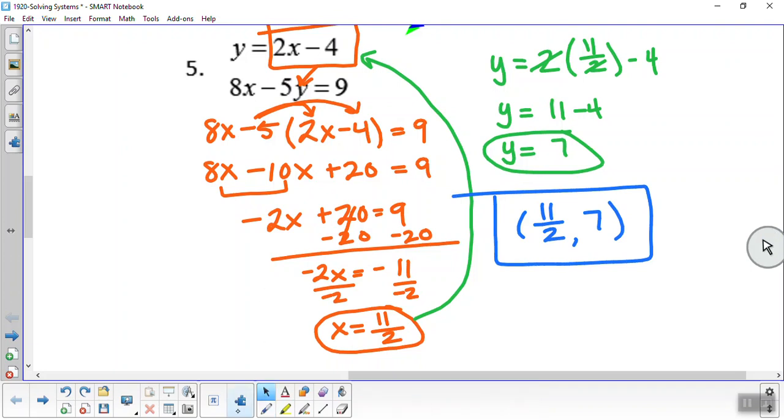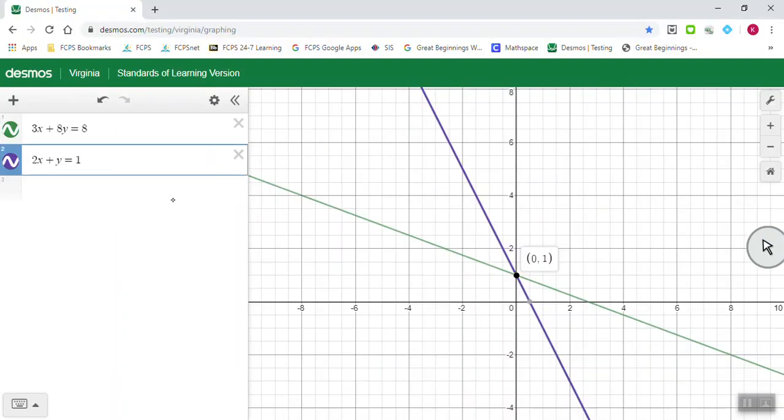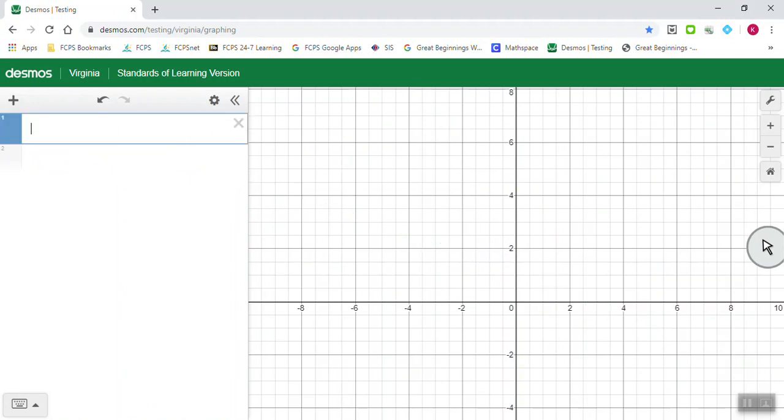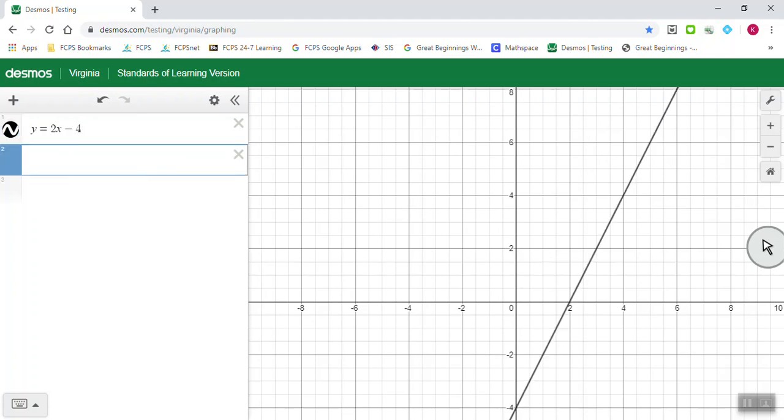If you did this by graphing, go back here, I'm going to type in my y equals 2x minus 4. And then I also have 8x minus 5y equals 9. I can see where they intersect at 5.5 comma 7. When dealing with graphs, decimals are okay.